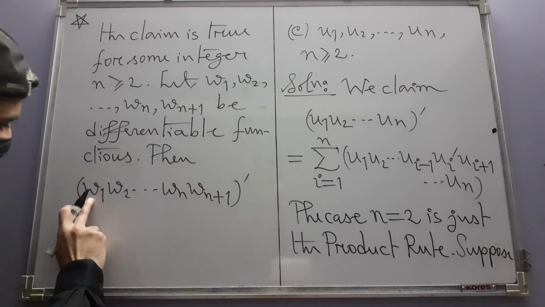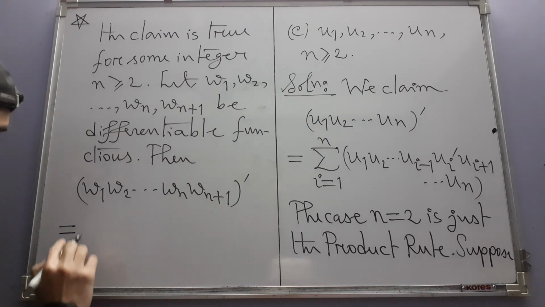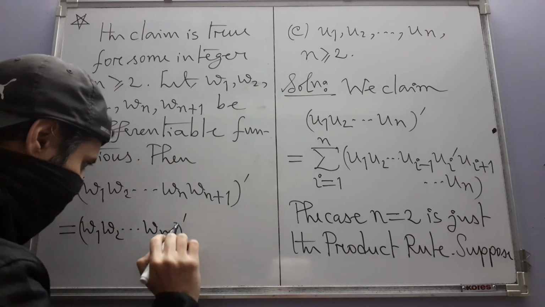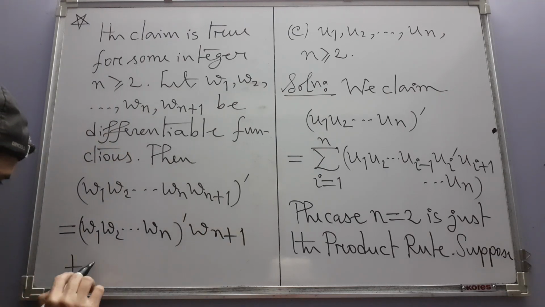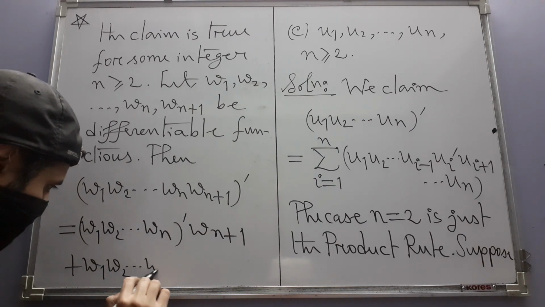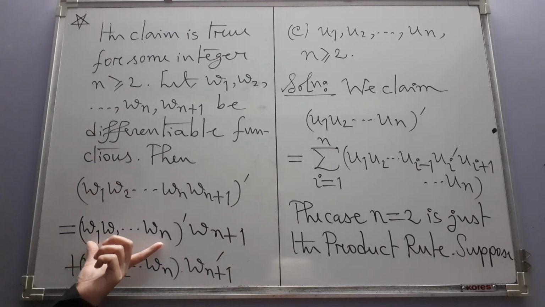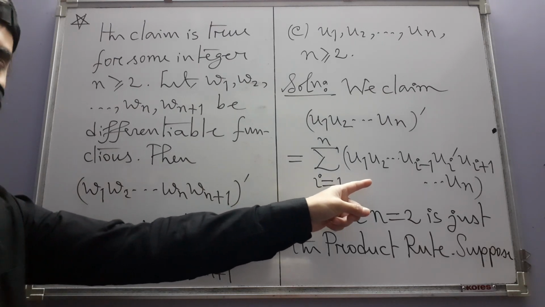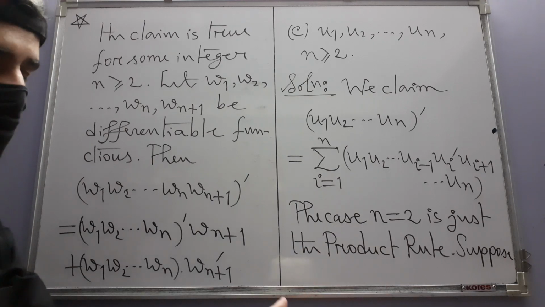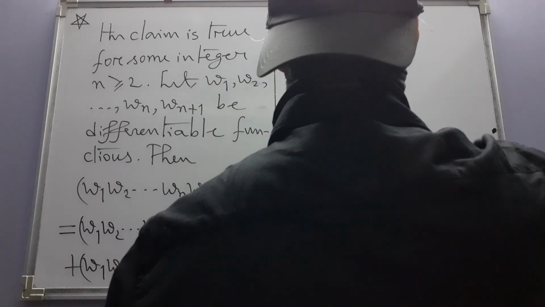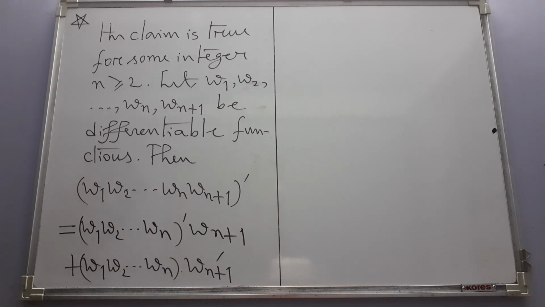Alright. And at this very next step, in fact, we are going to apply the ordinary product rule with this as one function and this one as another function. By that, we have this times wn plus 1 plus w1 through wn times wn plus 1 prime. Now, in place of this derivative, we can write a sum like this one. But why? Because we have supposed that the claim is true for n. That is why, by the induction hypothesis.